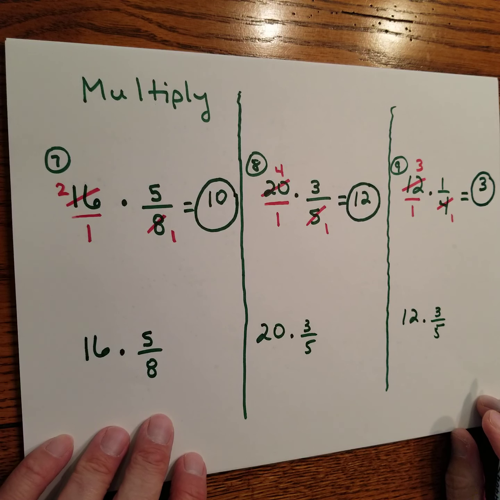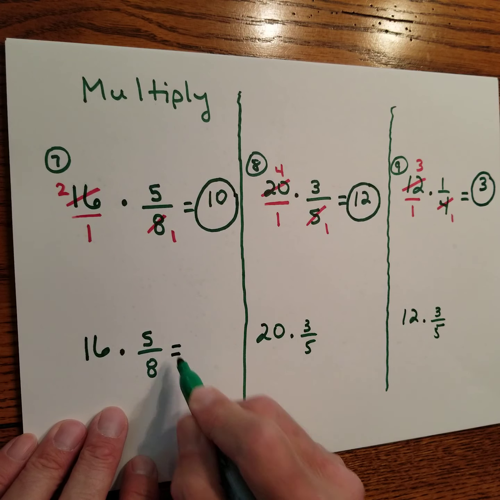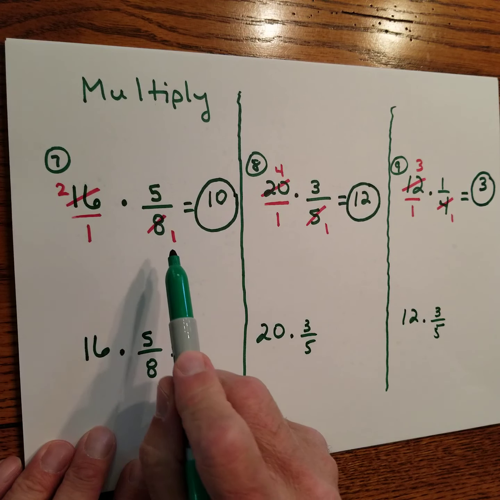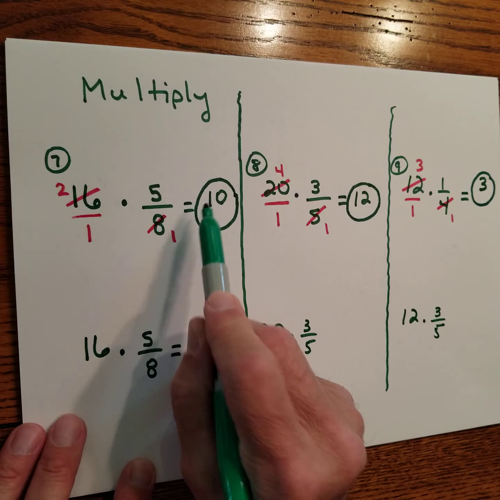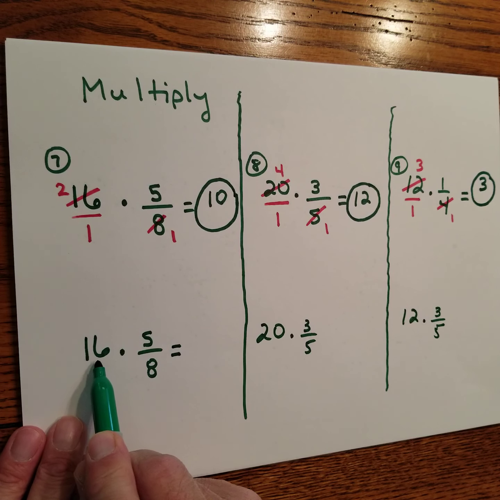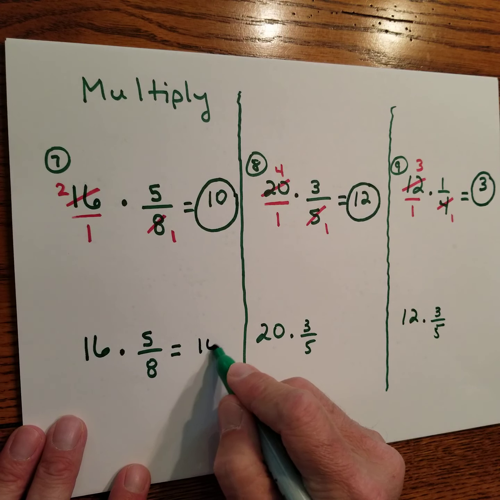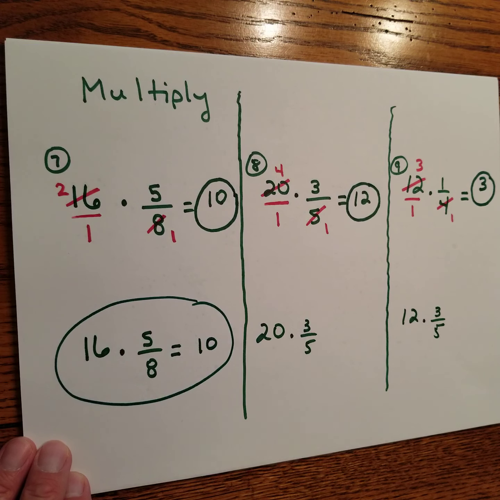Got it. Now, could we do these in our head? Yes. Here's the steps. Remember, we divided by 8, multiplied by 5. How many times does 8 go into 16? 2. 2 times 5, that's 10. If you can do these in your head, feel free.